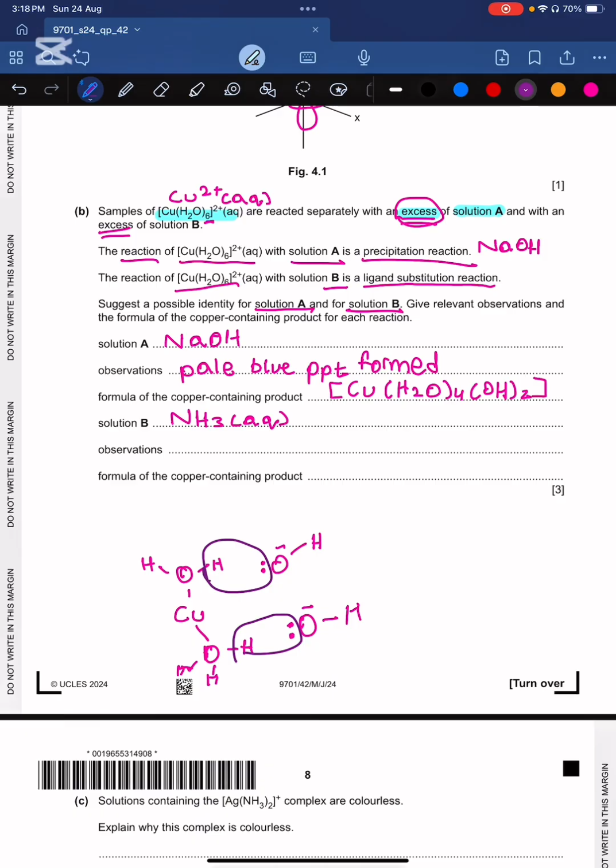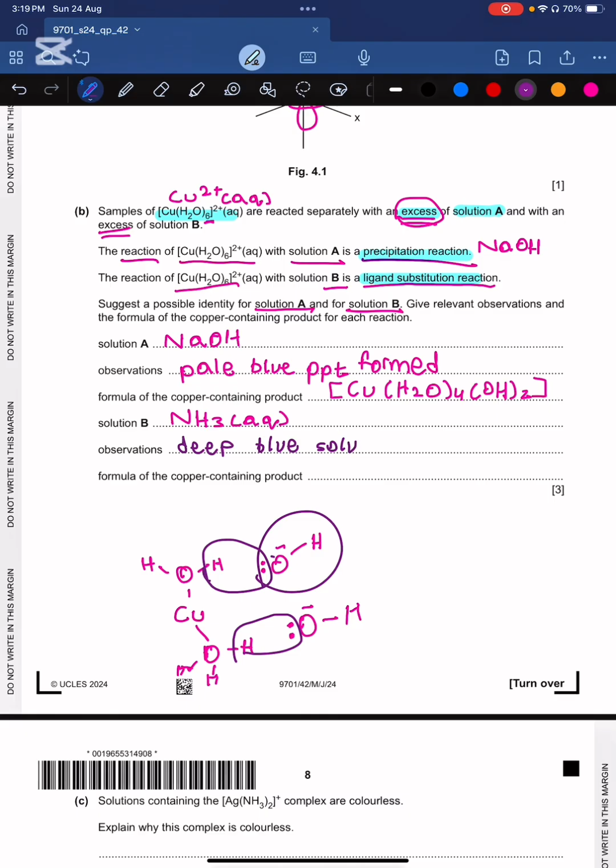What does that make? The Cu was attached to six water molecules. Now, from two of these water molecules, a hydrogen is removed, which means it is Cu(H2O)4(OH)2. It's not that the two hydroxides have replaced the two waters. No. In that case, it would have been a ligand substitution reaction. It is a precipitation reaction because only the hydrogen is gone. The whole thing has not replaced the water molecule. But in the case of NH3, it is a complete ligand substitution reaction, and that is why a solution is formed.